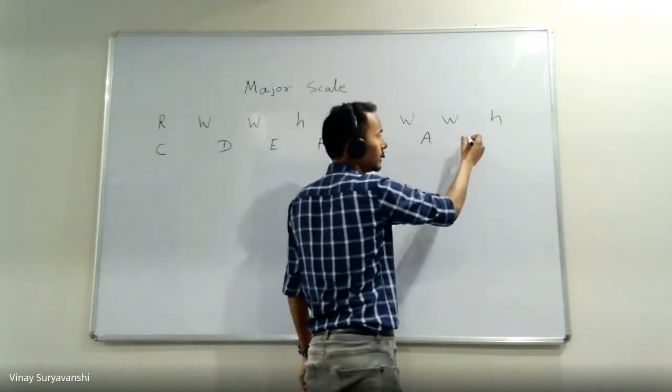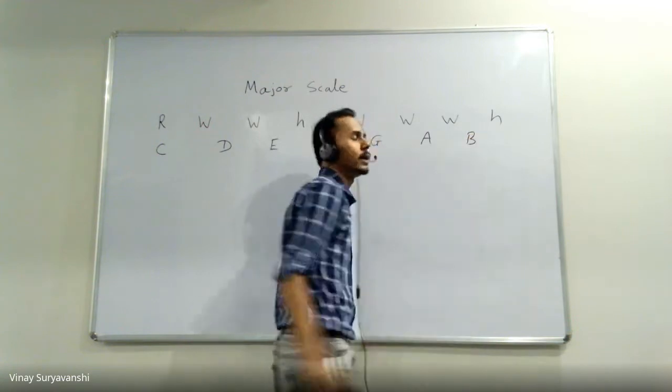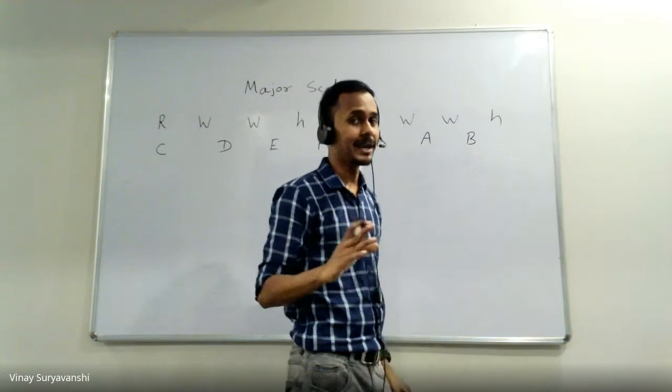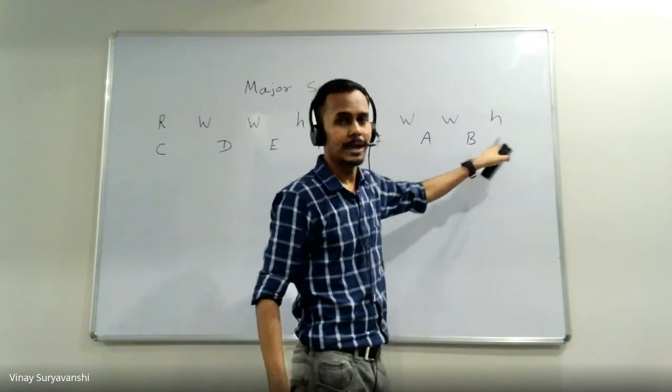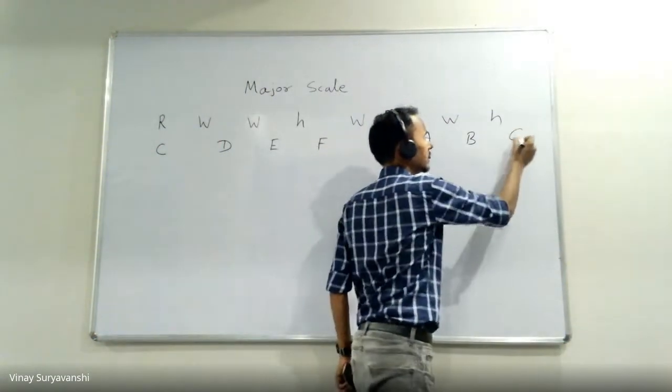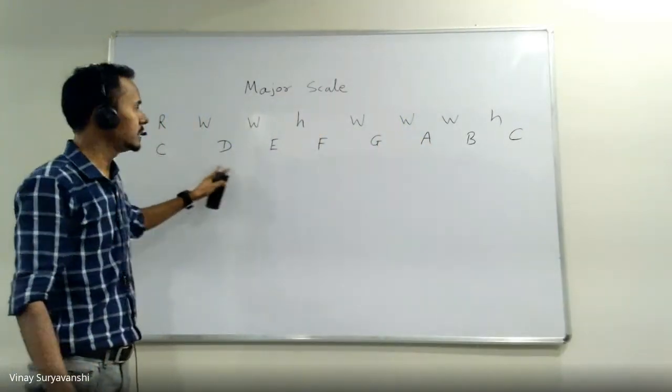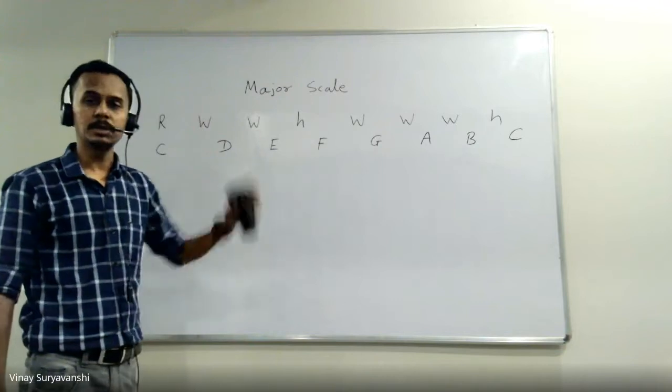A whole step from A is B. Now again, think about it: a half step from B. B and E have no sharp. So here we'll land directly on C. So as you can see, we have these notes: C, D, E, F, G, A, B, C.